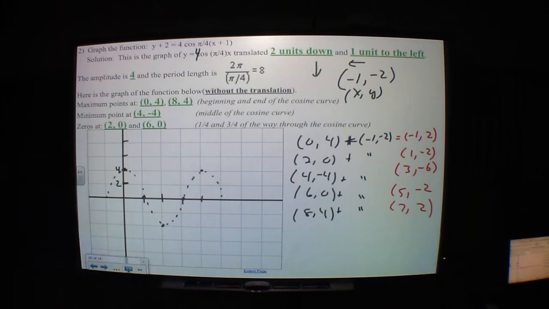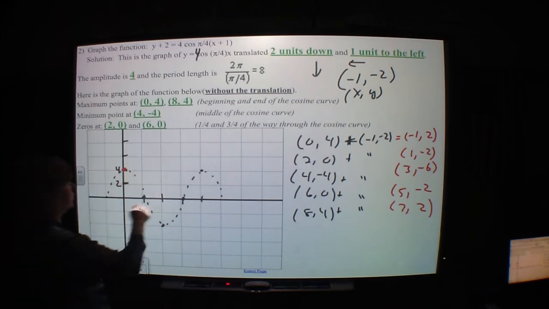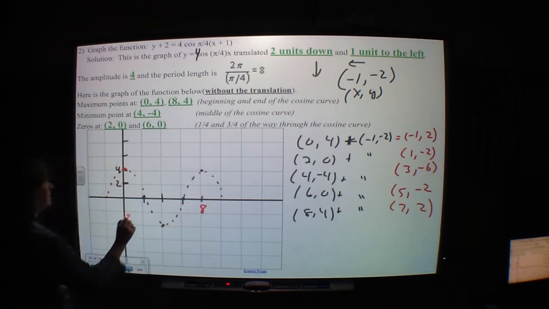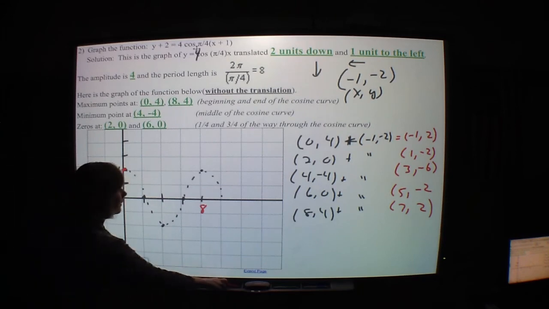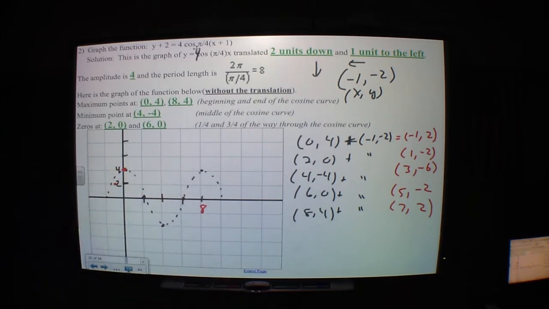Okay? What I'm going to do is take each point. So I took this point right here, and I moved it 1 unit to the left. And remember, this right here is 8. Period was 8. Each block is 2 units. So I moved it 1 to the left and 2 down. So each point, just move 1 to the left and 2 down. So graph all those points. So negative 1, 2 I would graph. Actually, I'm going to do it in a different color. So negative 1, 2, 1, negative 2, and so forth. And you'll get the new graph.